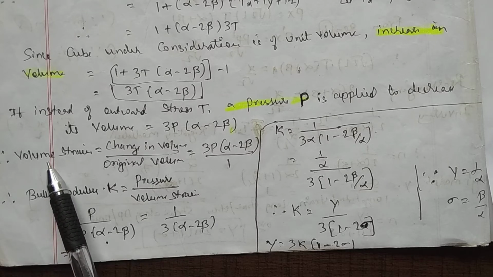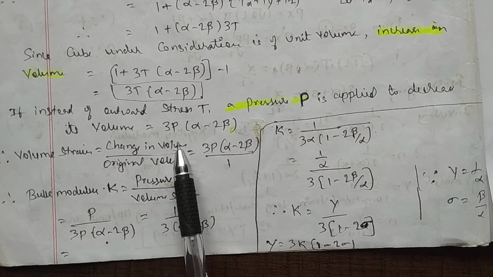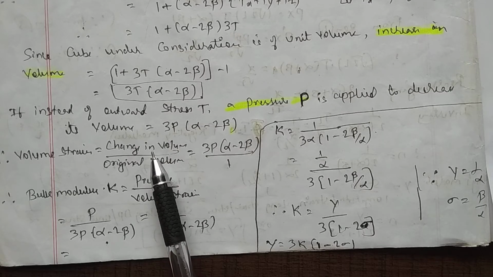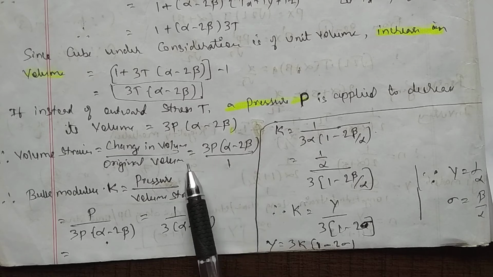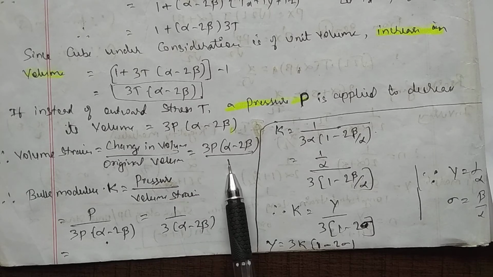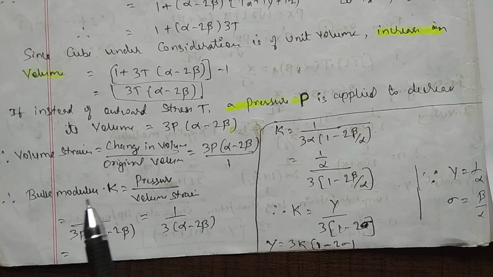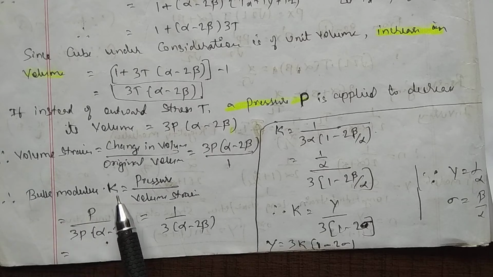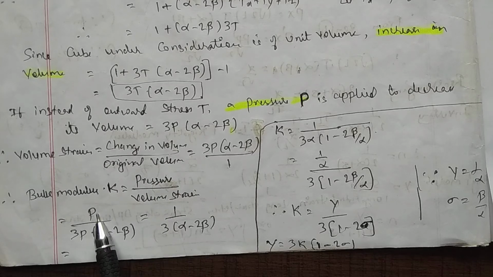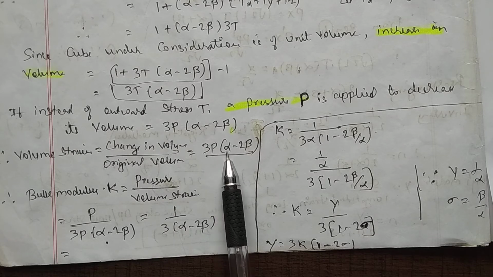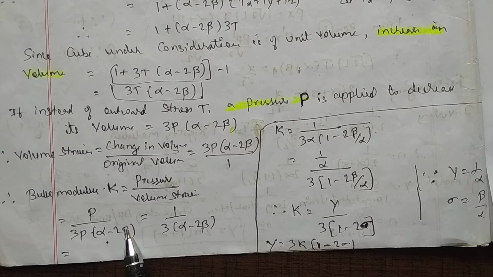Therefore, the volume strain is given by the change in volume divided by the original volume. So the change in volume is 3p into (alpha minus 2 beta), divided by the original volume, which is 1. Now the definition of the bulk modulus K is pressure divided by volume strain. That is, pressure is p and volume strain is 3p into (alpha minus 2 beta). Simplifying, we get K equals 1 by 3 into (alpha minus 2 beta).